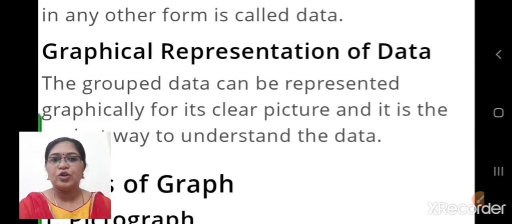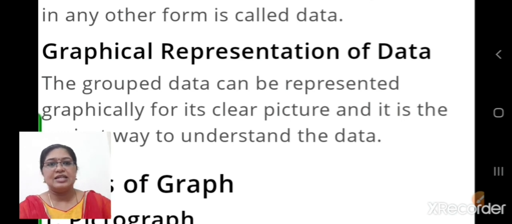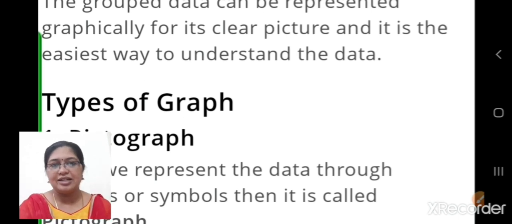Now you are very familiar with the graphical representation of data. For coronavirus cases, the graphical representation is shown on TV, showing how many active cases are there, how many recovered, like that. It is shown in a graph. That is graphical representation of data. The grouped data can be represented graphically for a clear picture, so we can understand it well. It is the easiest way to understand the data. So when you see it on TV, you are able to understand quickly how much it increased.